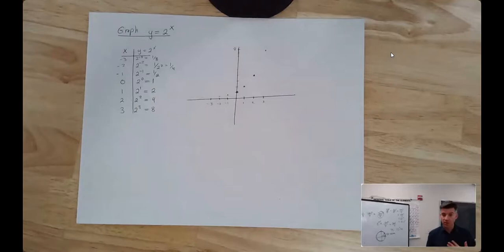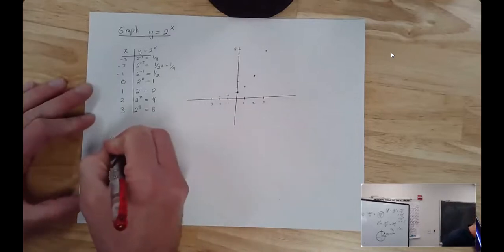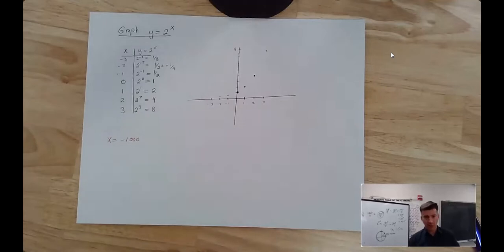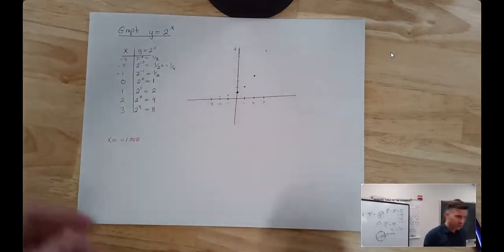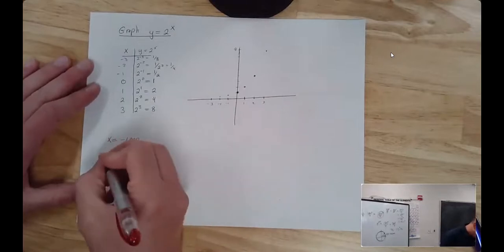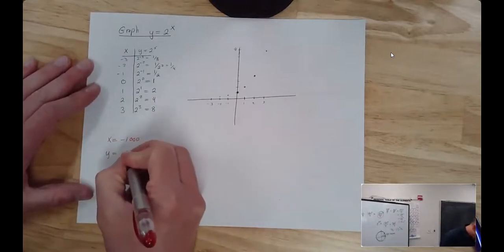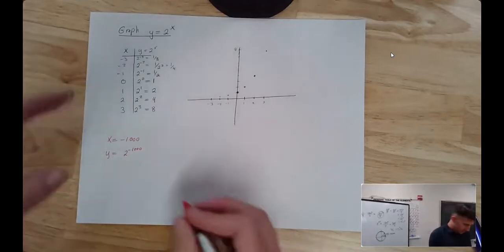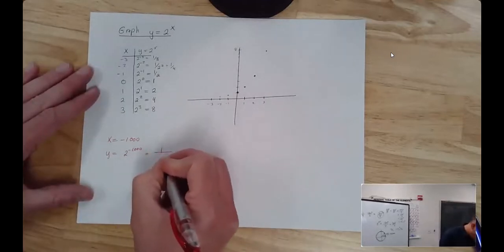Here's kind of one way you can justify that to yourself. Let's say we went way far to the left. Like, let's say x was equal to -1,000. 1,000 is kind of like my go-to choice for a really big number. It's not that big, but it's big enough that we can kind of see what happens. So y would then be 2 to the -1,000 power, or as I would prefer to write it, 1 over 2 to the +1,000.